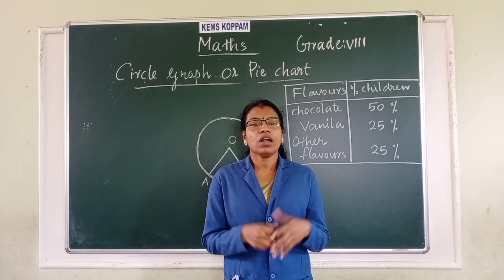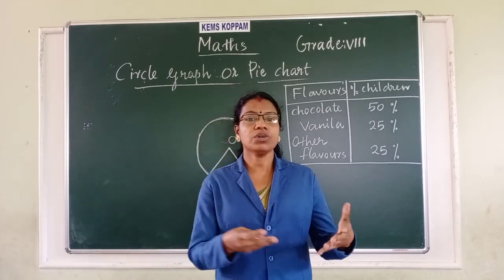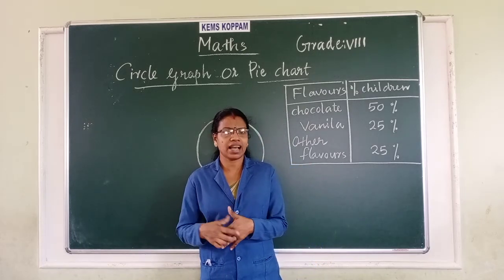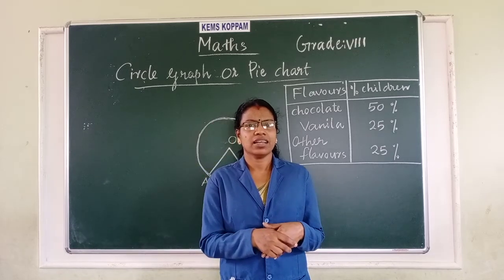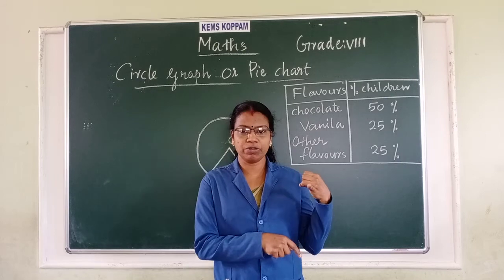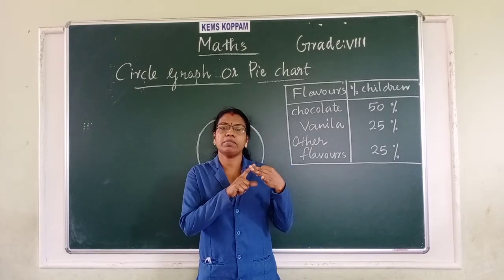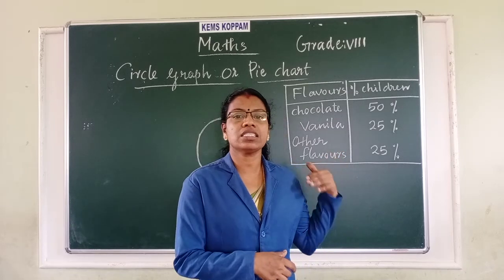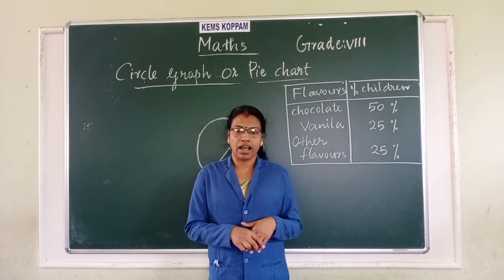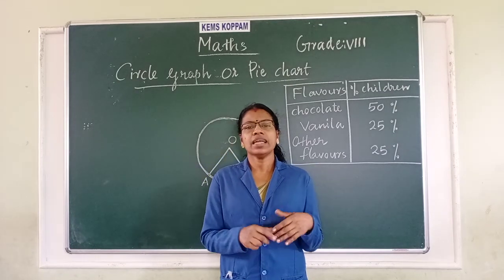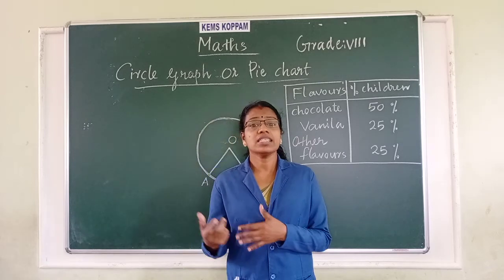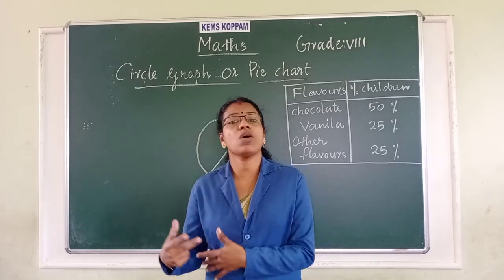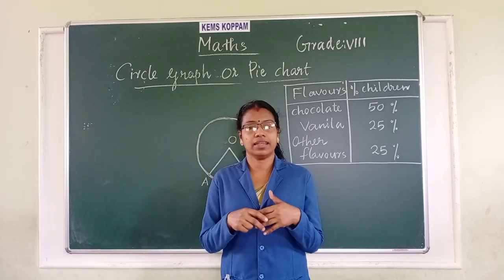Already we have learned different ways to represent data. Which are the different ways to present data? Yes, they are frequency distribution table, bar graph, double bar graph, histogram. The last one is a circle graph. Data can also be presented in a circular graph. A circle graph is also called a pie chart.